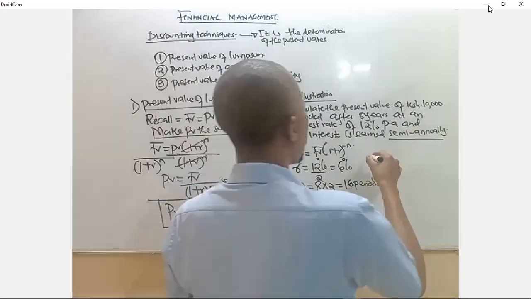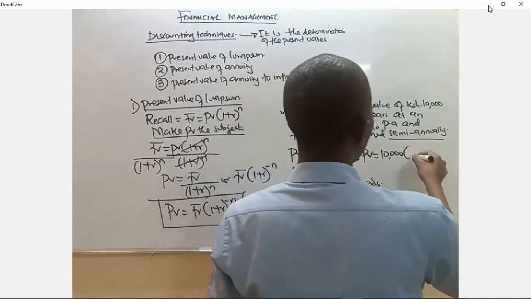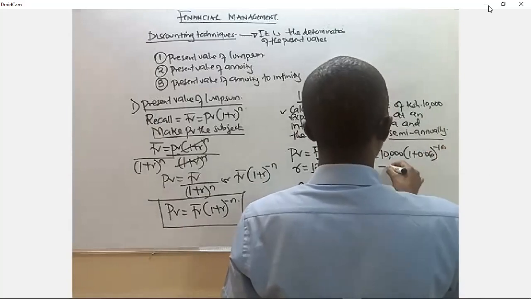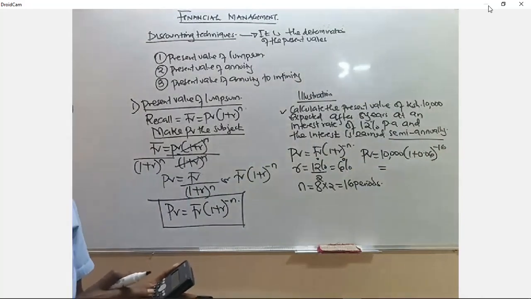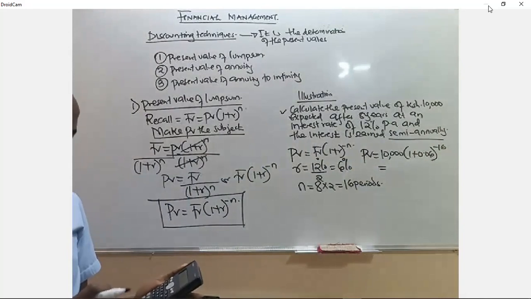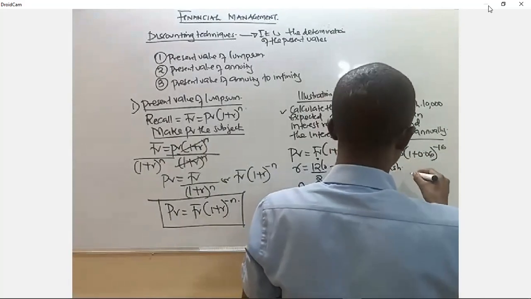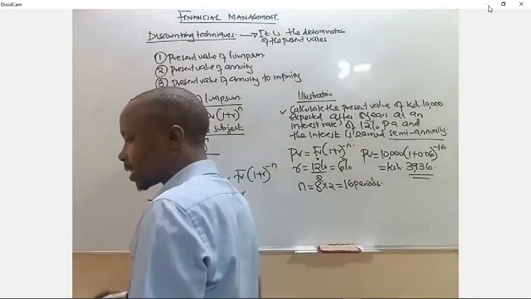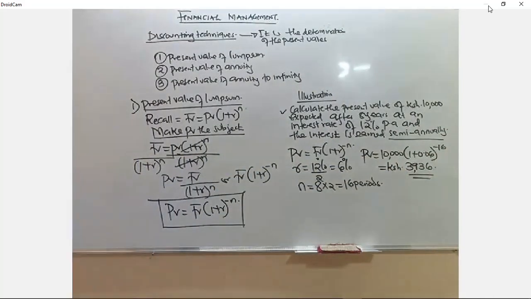So how can I get my present value? Take your total investment of 10,000, the future value, and multiply by 1 plus 0.06 raised to negative 16. Just take your calculator: 1.06 raised to negative 16, multiplied by 10,000. You are going to get Kenya shillings 3,936. So someone who invests 3,936 today will have about 10,000 in the future, after 8 years.